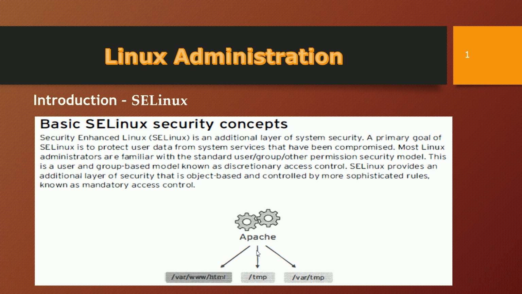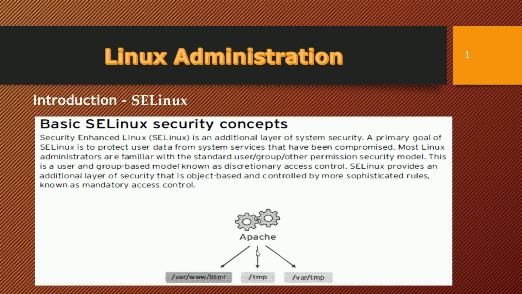Most Linux administrators are familiar with the standard user, group and other permission security model. As of now we are using simple user, group and other permissions, read, write, executable permissions, and this is a user and group based model known as discretionary access control. As I told you, there are two types of access control. One is discretionary access control, in which we have simple user, group and other permissions, and the other, which SELinux comes under, is MAC, that is mandatory access control.